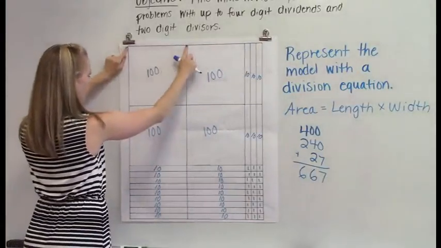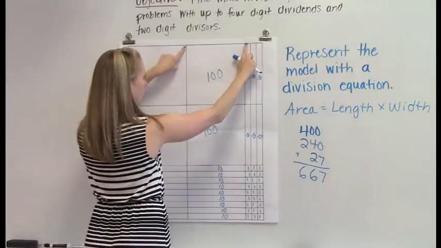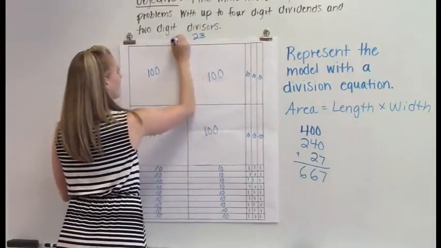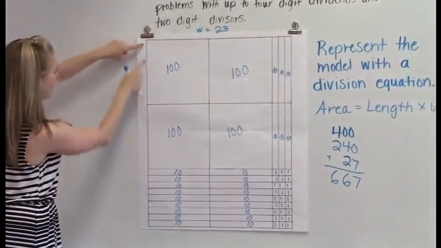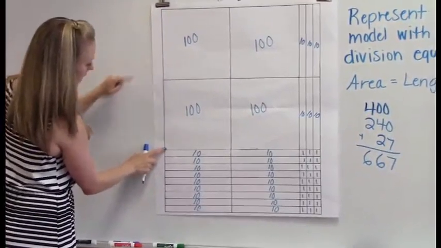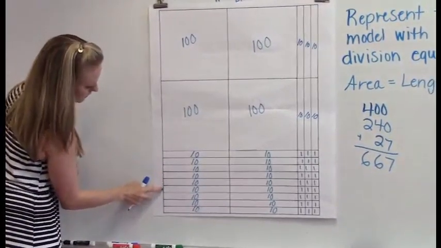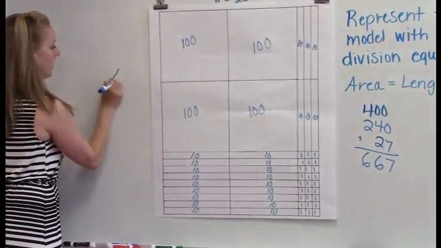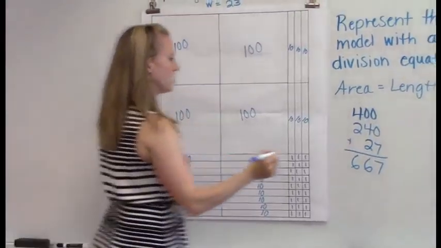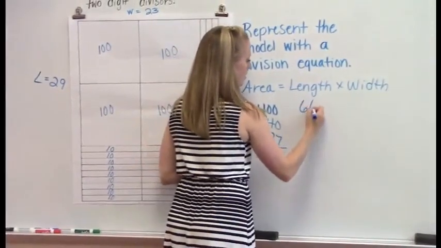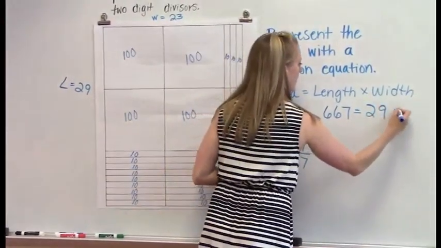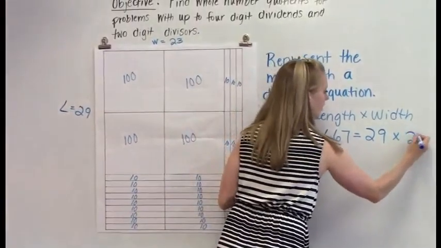So here I know I've got 10, and 10 makes 20, 21, 22, 23. Width of 23. Down the side, I've got 10, and 10 more makes 20. 1, 2, 3, 4, 5, 6, 7, 8, 9. Length of 29. So to complete our equation, area of 667 is equal to length of 29 times width of 23.